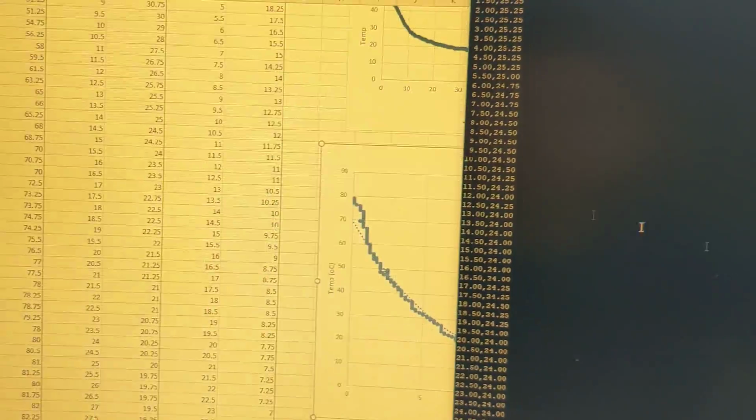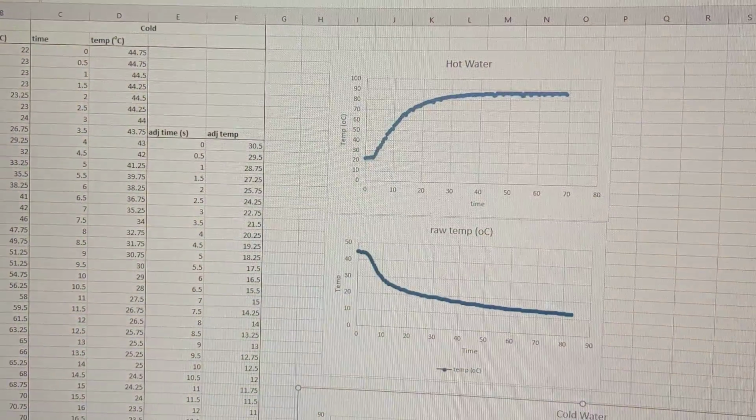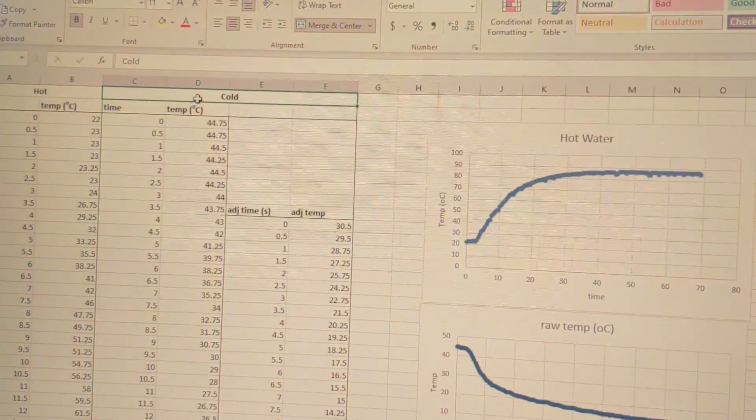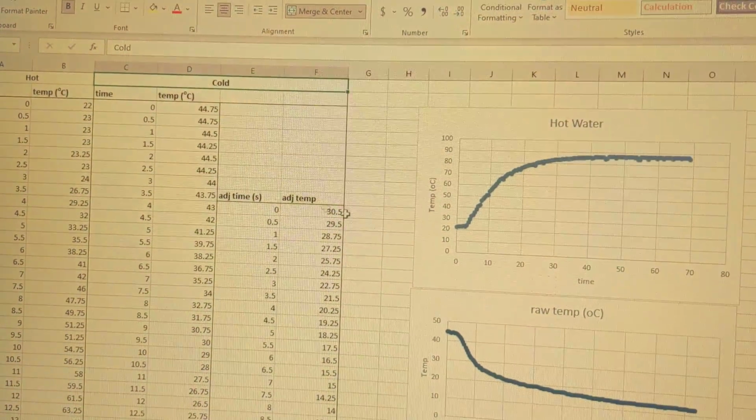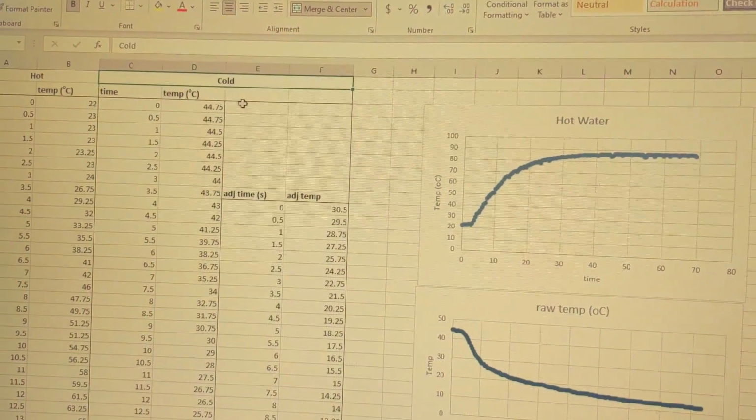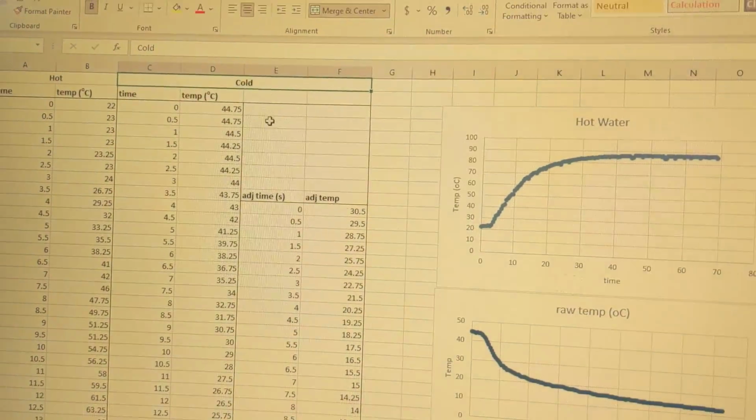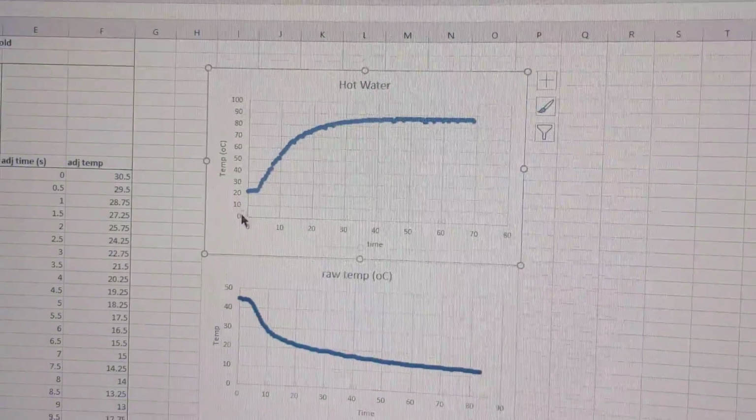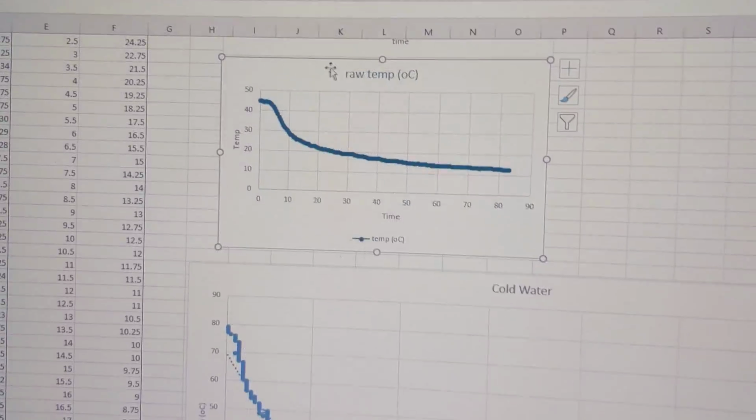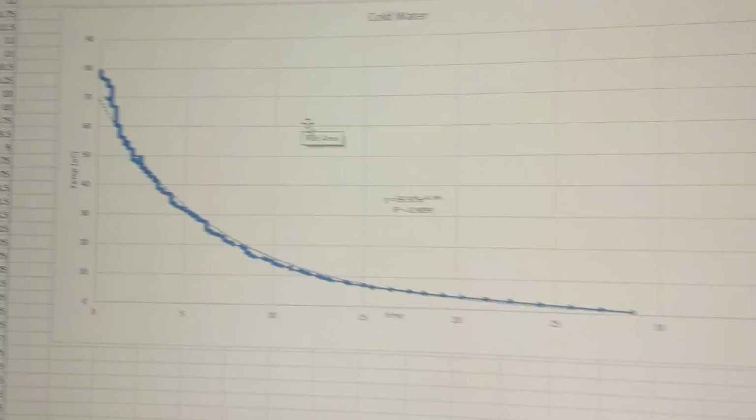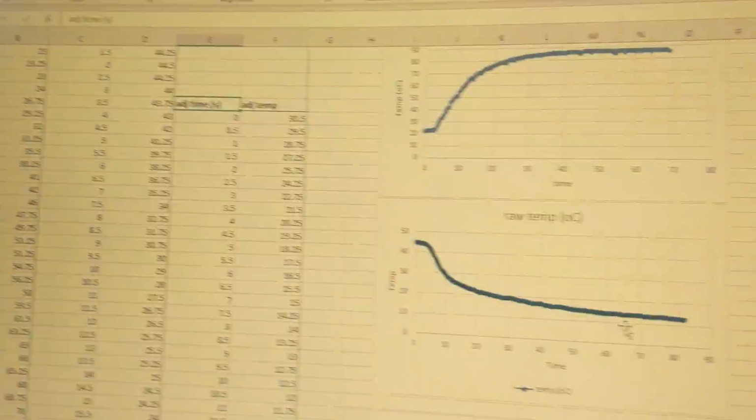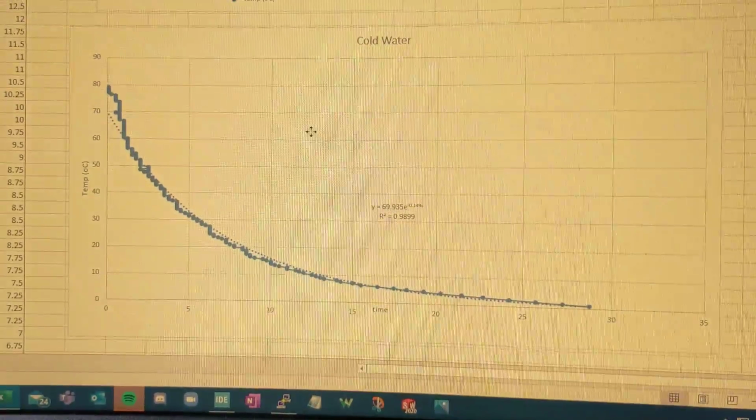So then what we did after getting our data points is that I first did hot, which is pretty close to boiling. Then I did cold, which was really close to freezing, which will impact the values I got for the heat transfer coefficient. And then so hot water graph is here. This is our raw temperature for the cold water, and then fine tuning by getting our adjusted time and temperature. This is the graph we got.